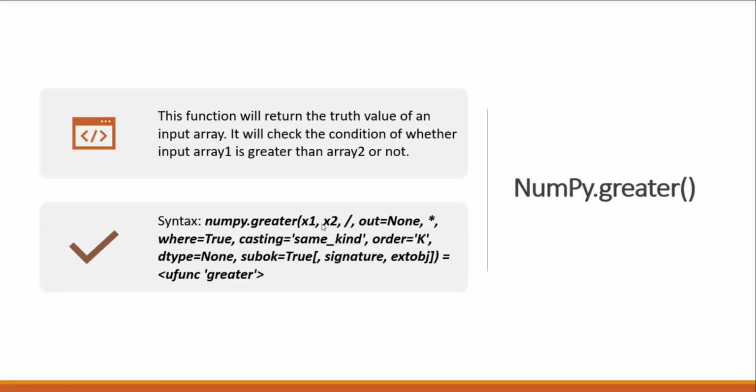The first 2 parameters are x1 and x2. They indicate the input arrays, and the arrays must have a common shape. The next parameter is out. It specifies the location where the result must be stored.